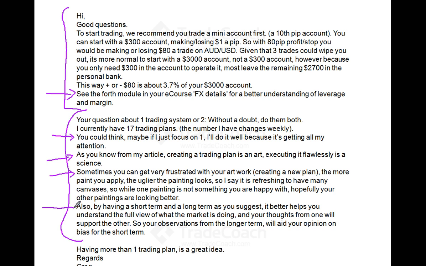Secondly, this particular trader was talking about two trading plans, but also a long-term and a short-term one. I can't say enough about how that's a good idea, because it helps you understand the full view of what the market's doing. Your thoughts from one will support the other. I can't say enough the importance of more than one trading plan. It's a great idea. There is more than enough time in the day to give full attention to each one of them. It certainly doesn't take away from any of them.